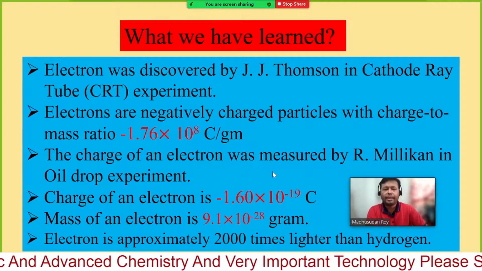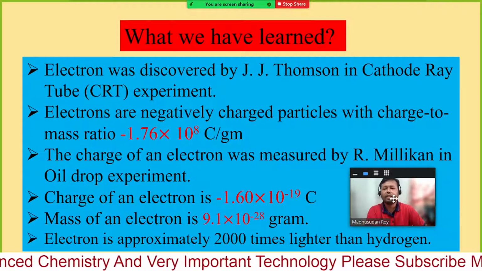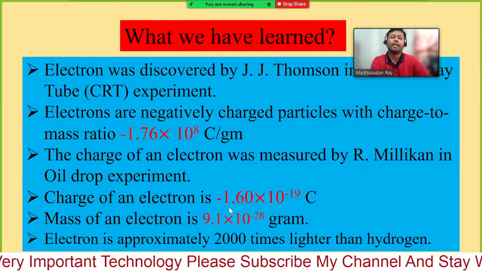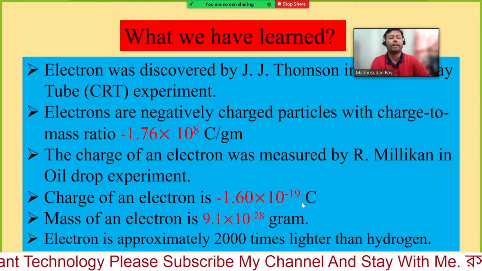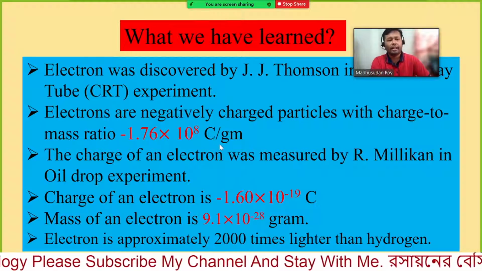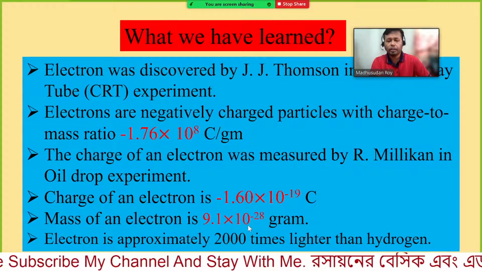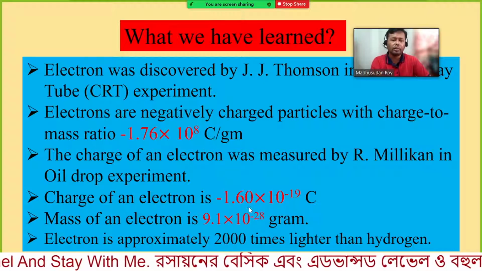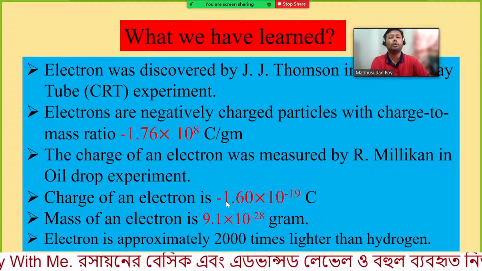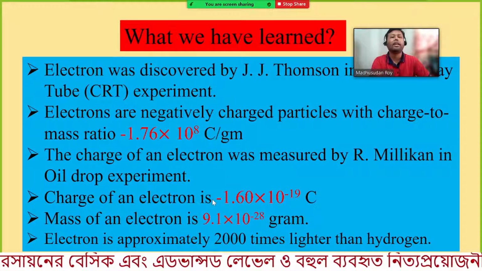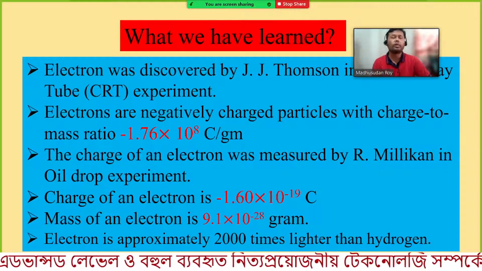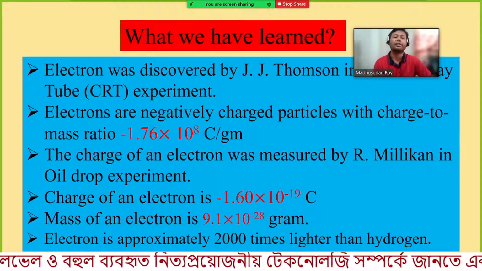The charge of an electron was measured by R. Millikan in the oil drop experiment, and the charge of an electron is minus 1.60 times 10 to the power minus 19 coulomb. And finally, the mass of an electron is 9.8 times 10 to the power minus 28 gram, which is around 2000 times lighter than a proton or a hydrogen atom. This is what we are going to learn about the electron.